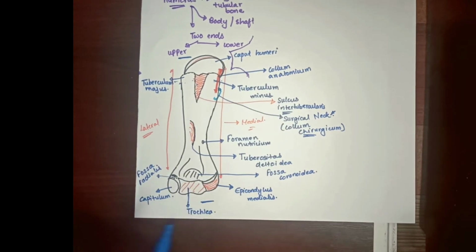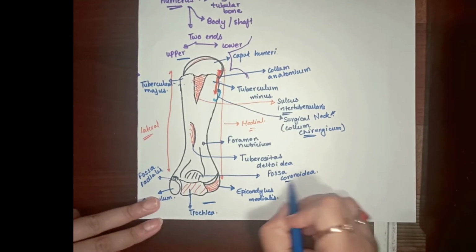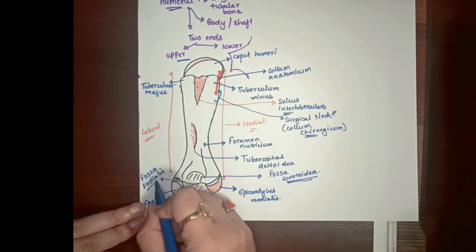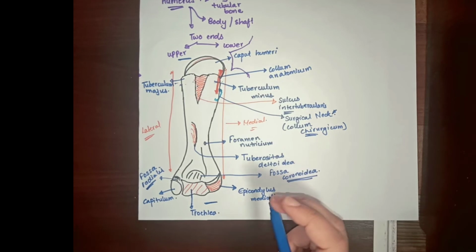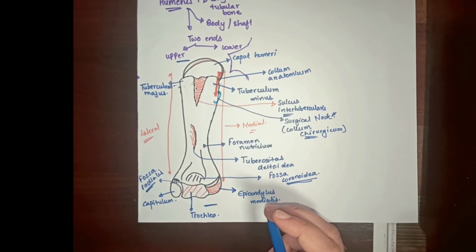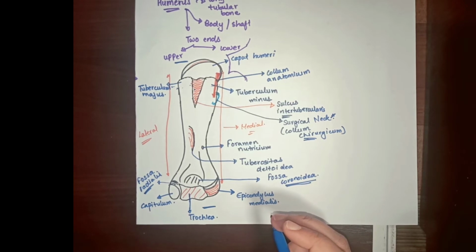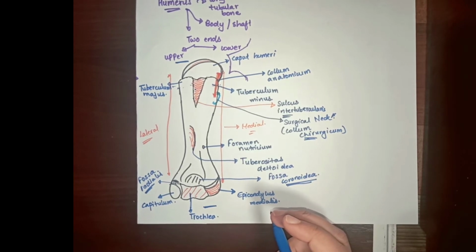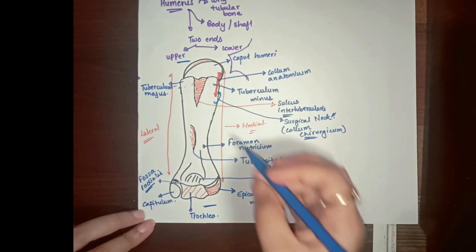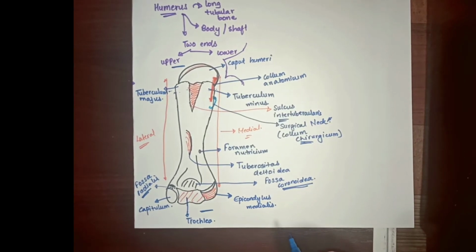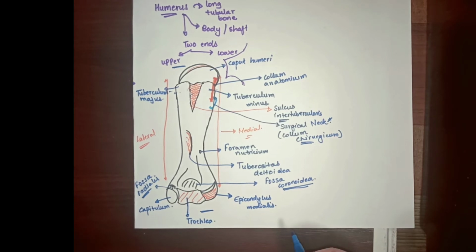How will we remember these names? By the corona: coronoidea, and radialis means radial bone, which will be the next bone of the upper limb. So you have to remember like this: there are two fossae, the fossa coronoidea and the fossa radialis. This is all which we found in the anterior part of the humerus. Okay.